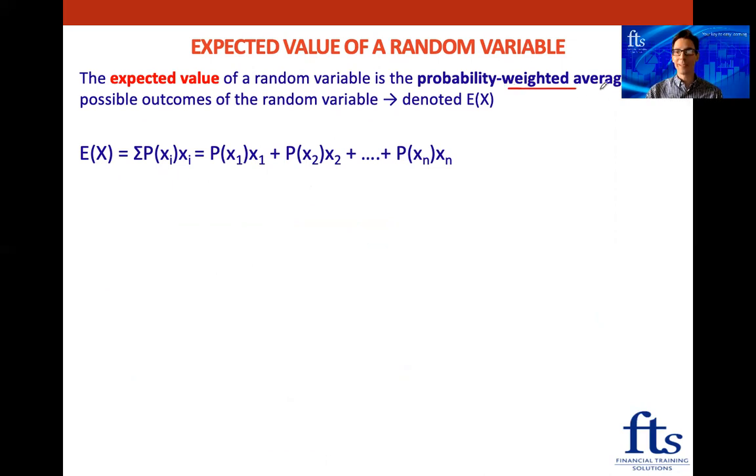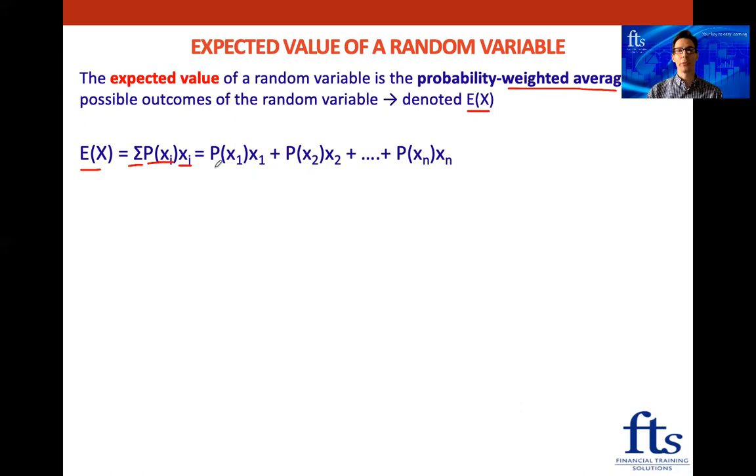So now we're coming back to our weighted average formula again, of the possible outcomes of the random variable, and we denote this E(X). So the expected value, then we take the sum of P(x) over here, which is going to be the probability of the outcome occurring, and we multiply that by the return under that outcome. So then we've got to do it for each and every outcome or scenario.